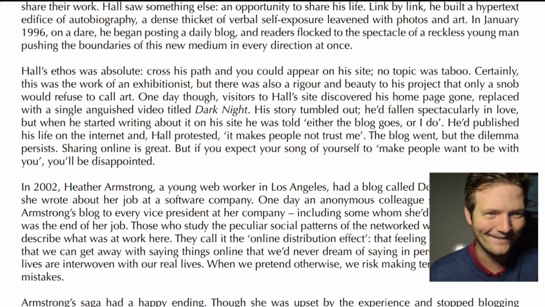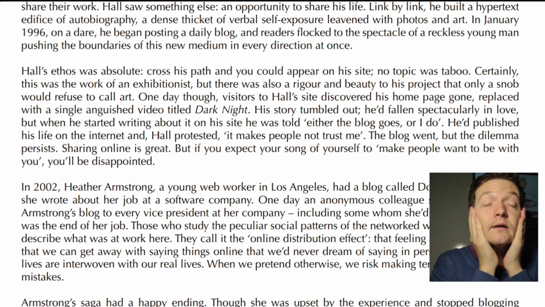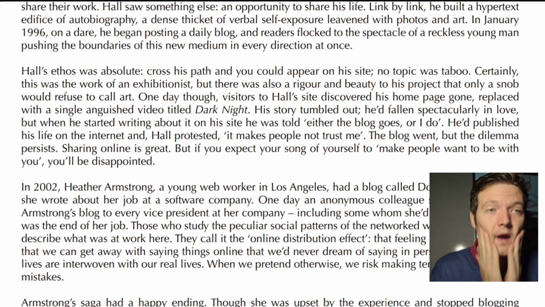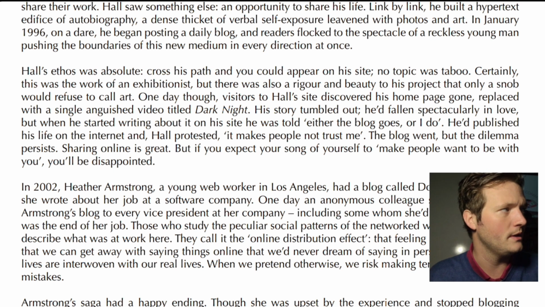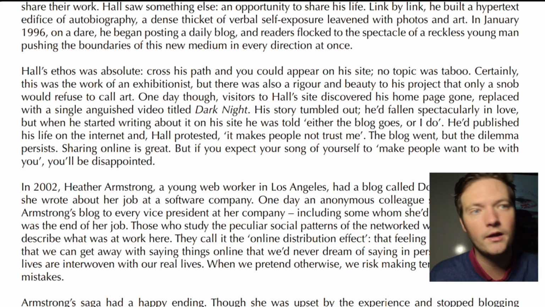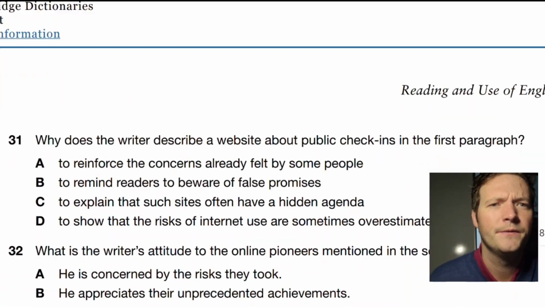I don't know. Okay, so what's the point being made there? I guess that there could be ramifications for sharing all of your life on the internet, that people are not going to be necessarily happy about you talking about your life and their life. I'm not really sure. Let's have a look at the options.